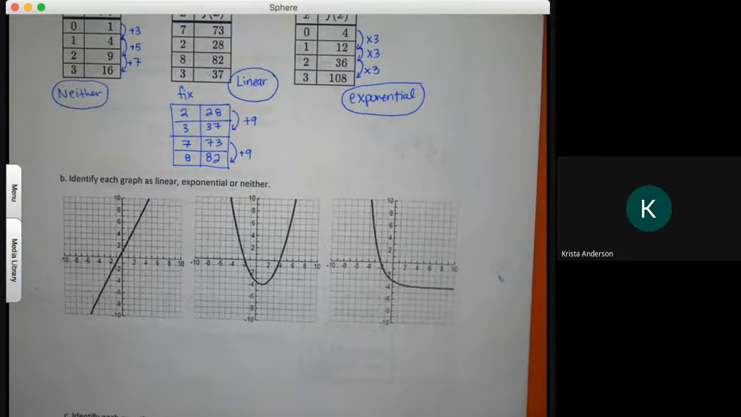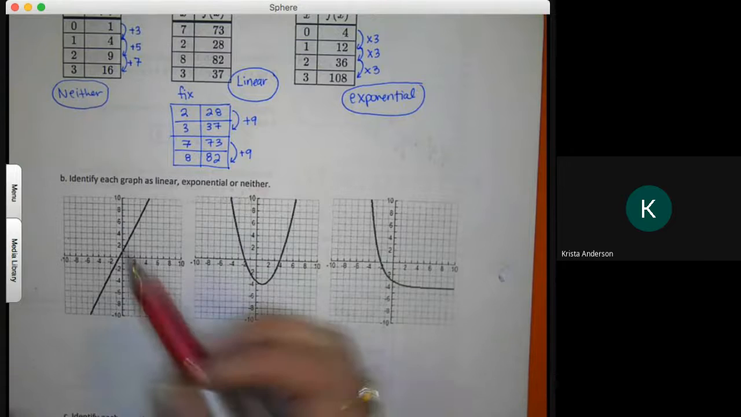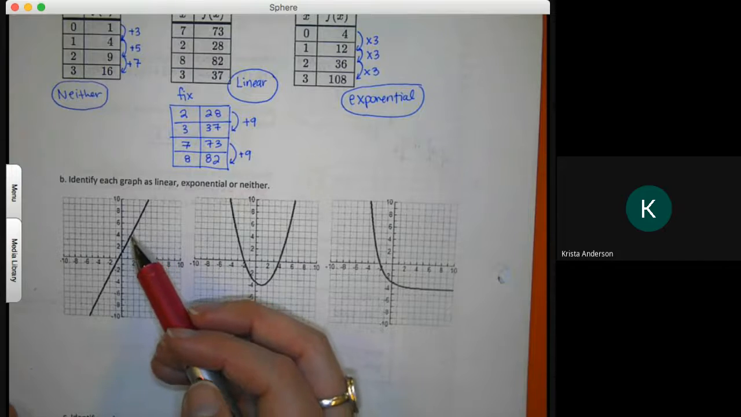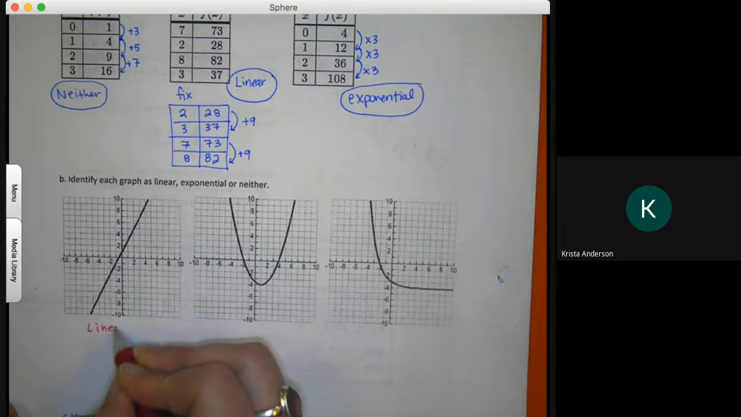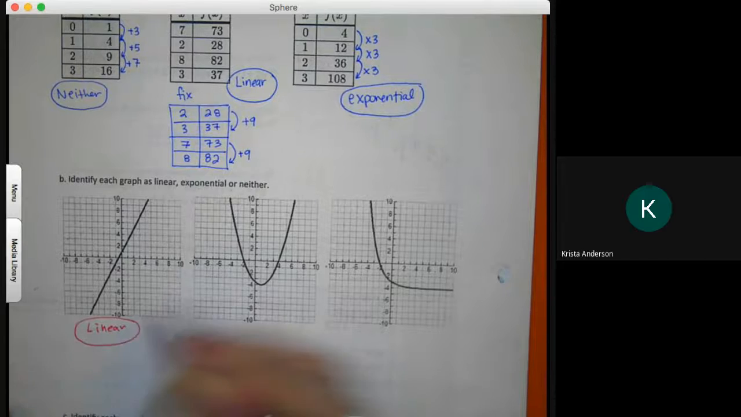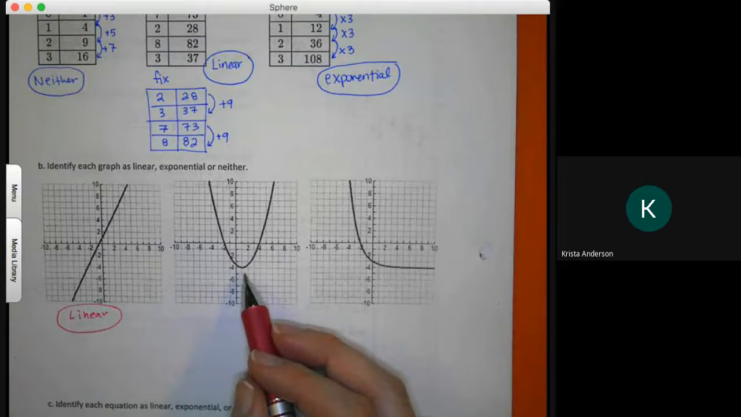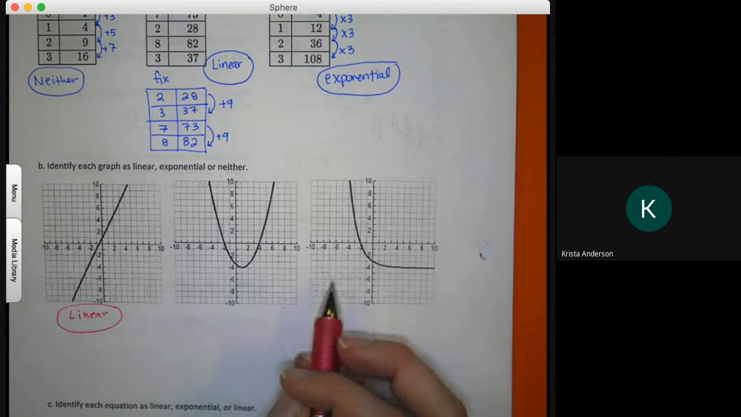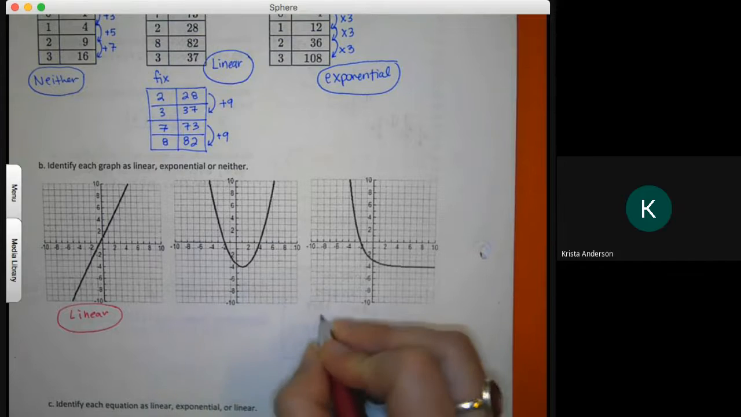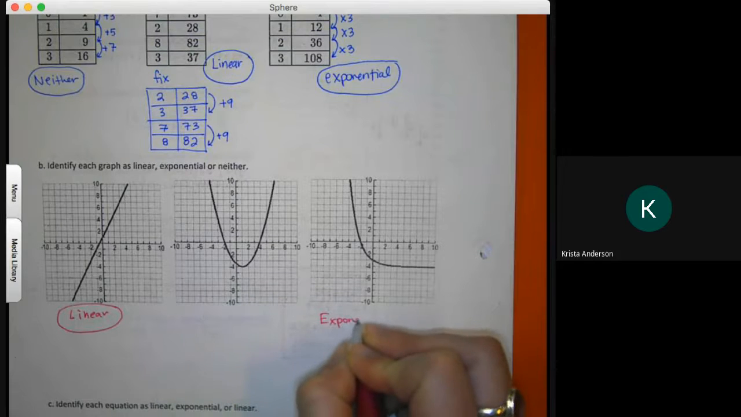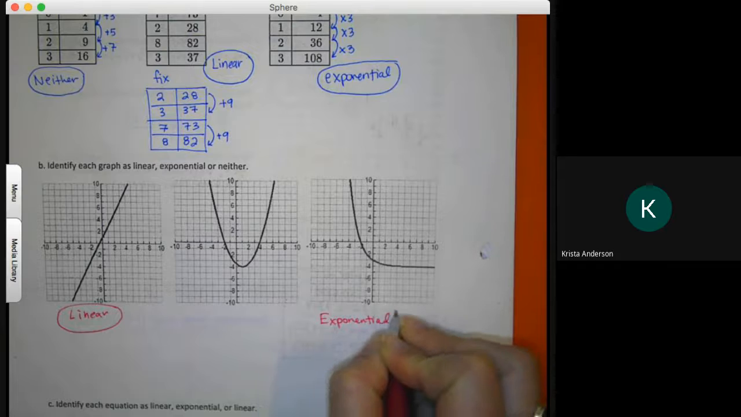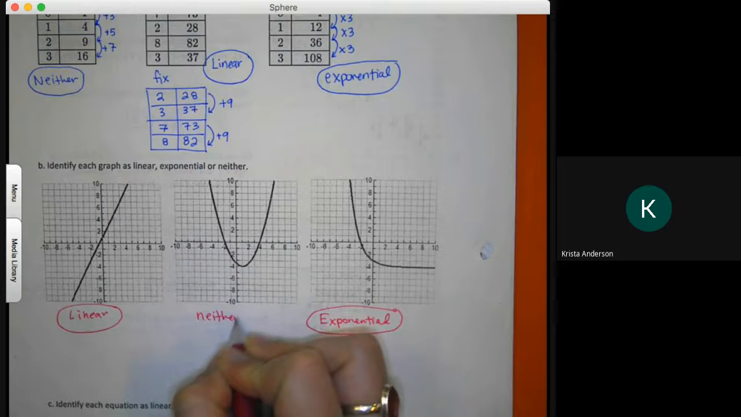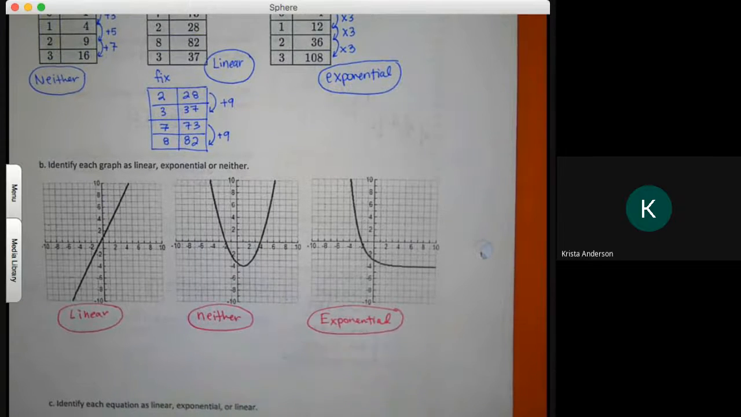Question B. What is the first graph? What's this graph called? Linear. It's a line. Linear. What's this one called? Wait, uh-oh. Which one's exponential? The last one. The last one's exponential. This one would be neither for now. Math 2 dives into this graph.